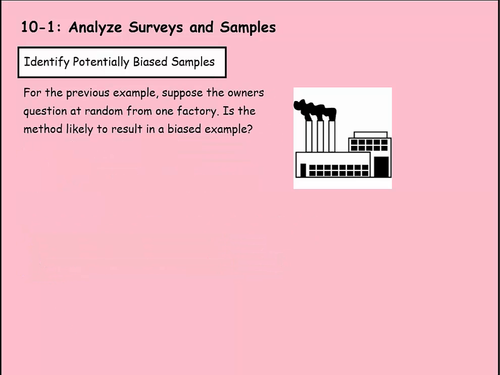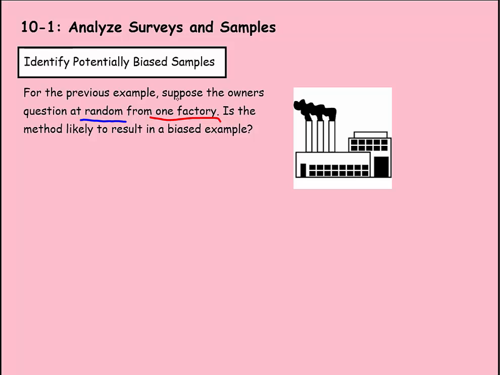Now we're going to see if we can identify a potentially biased sample. So it says, for the previous example that we just looked at, suppose the owners question at random from one factory. Is the method likely to result in a biased sample? Well, we mentioned before that random is always good with sampling. So you might be tempted to say that this is not a biased sample.